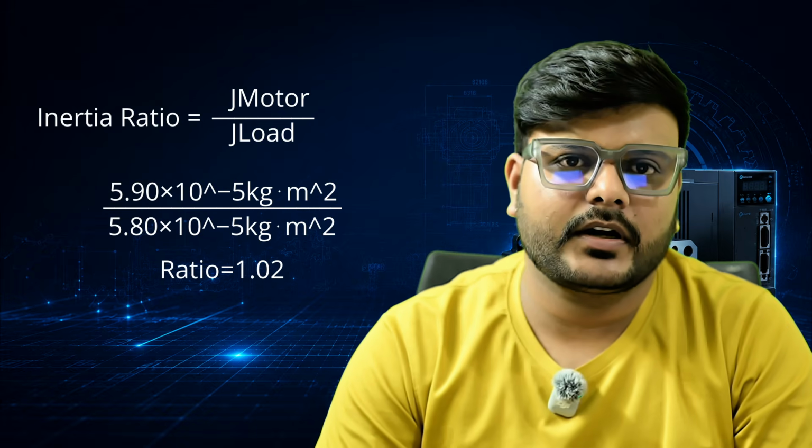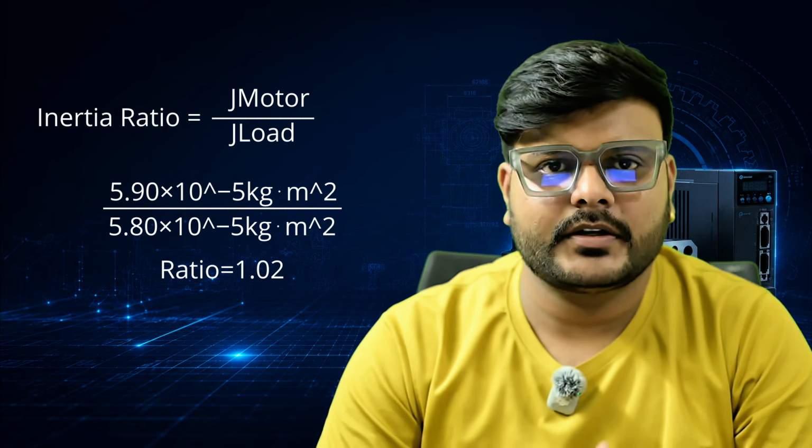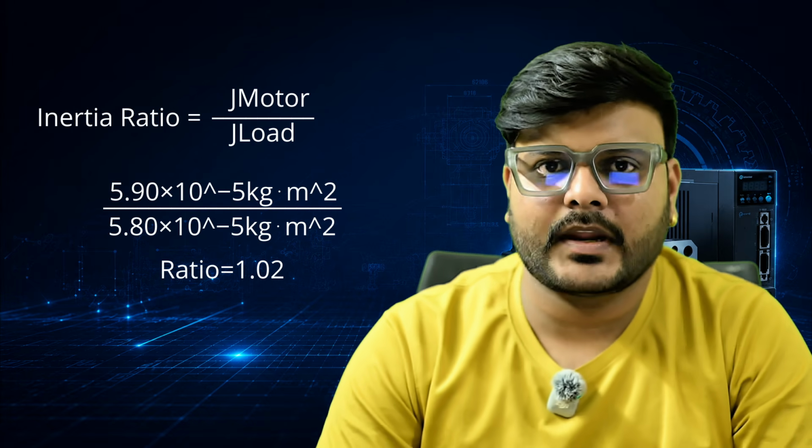Our calculated ratio is 1.02 to 1. This is an almost ideal inertia match. Next is angular velocity, which is denoted by omega. Our motor speed is 1800 rpm. Convert it into radians per second.